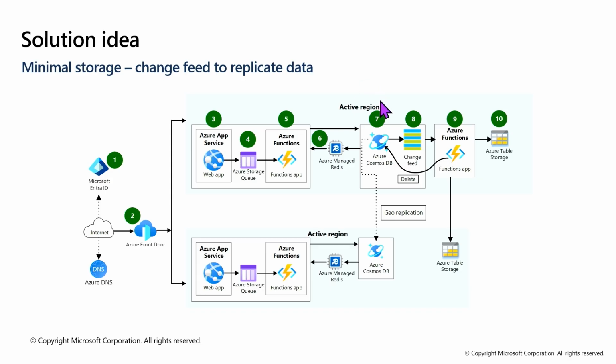Azure Cosmos DB holds recently generated data. It is also issuing the change feed that can be used to replicate changes. A function app reads the change feed and replicates the changes to Azure Table Storage. Another function periodically removes expired data from the Azure Cosmos DB. The table storage provides low-cost storage.